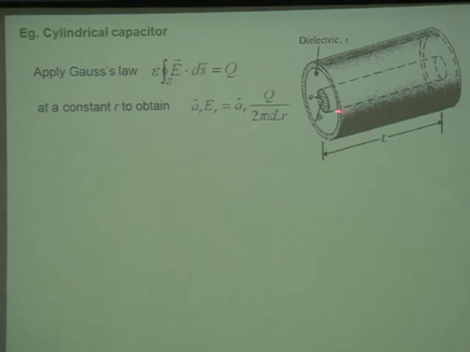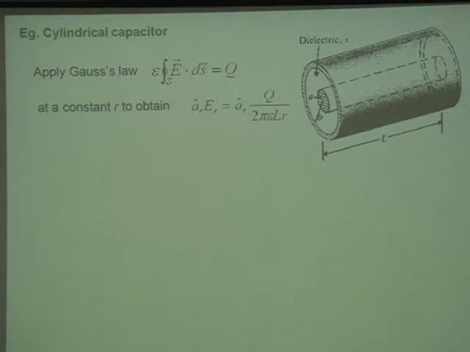And this Q is the amount of charge stored over a length of L. Okay, the total charge must be proportional to the length because the longer the capacitor, the more charge you can have. Okay, so it makes sense to you. So you get this result, and you have a 1 over R dependence.